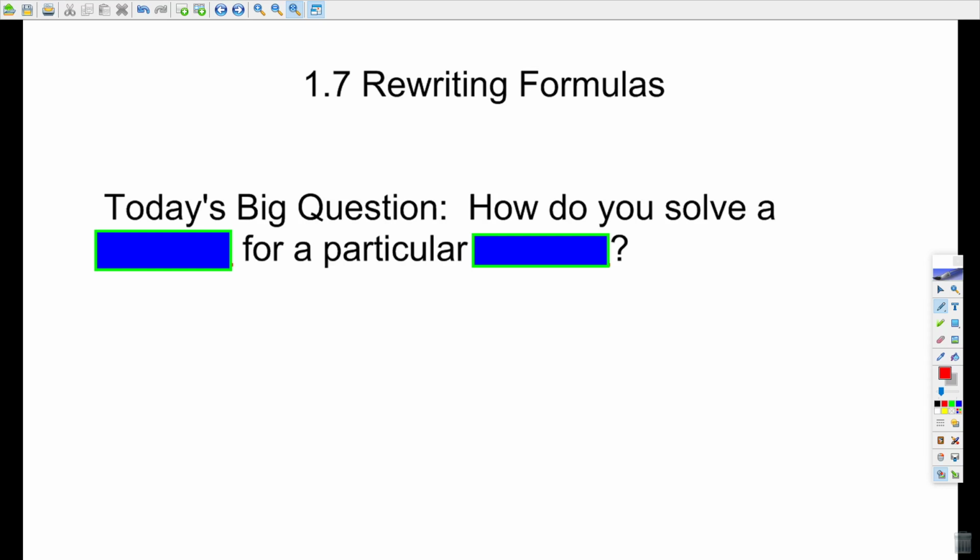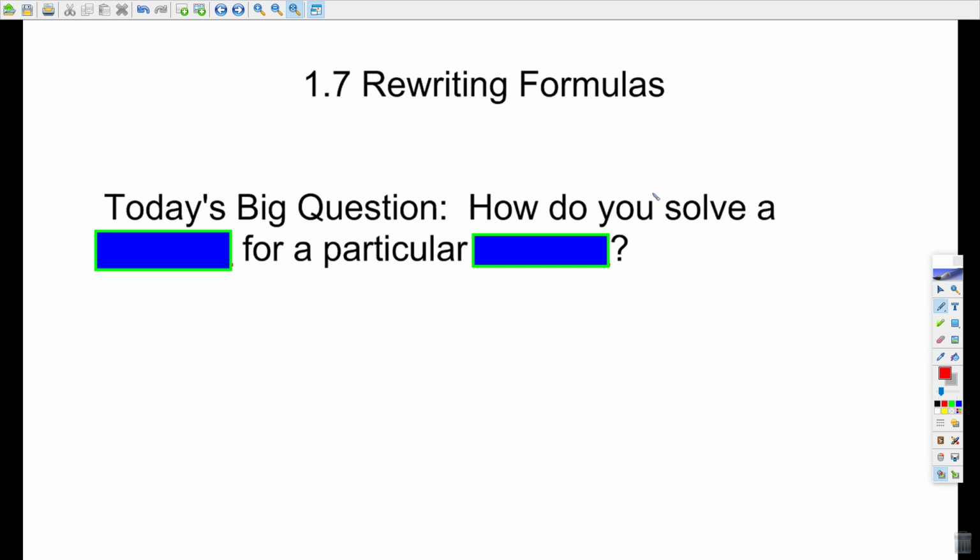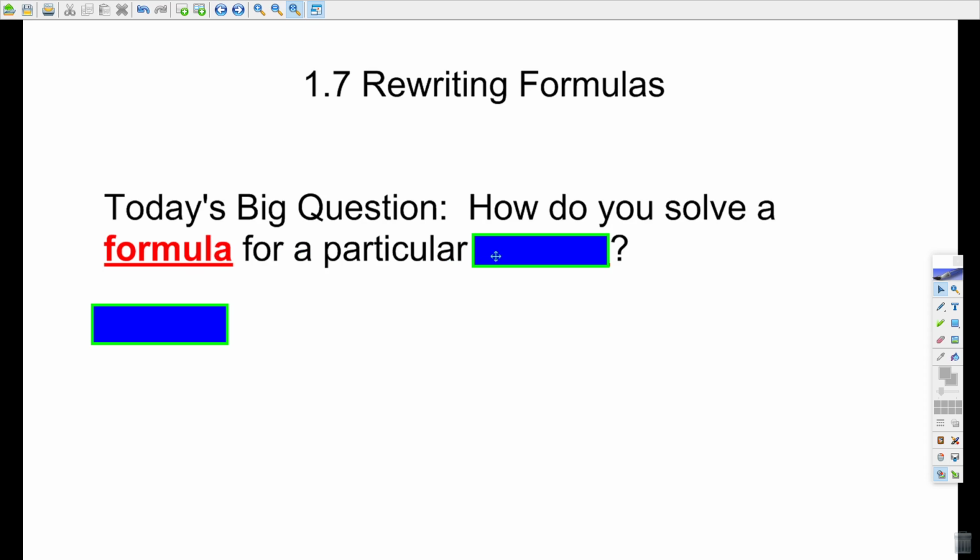Today we're going to be looking at 1.7. It's kind of a more difficult section out of all the ones we've done so far, so we're going to spend a little bit additional time on it and then do an activity to follow up, because a lot of students struggle with it. It's called rewriting formulas. So how do you solve a formula specifically for a particular variable? We're going to be manipulating formulas and solving for different variables.